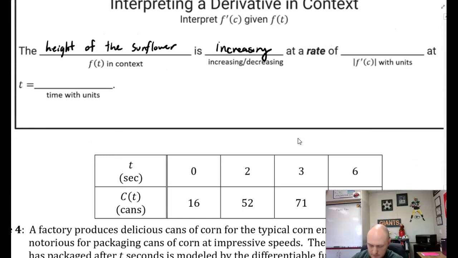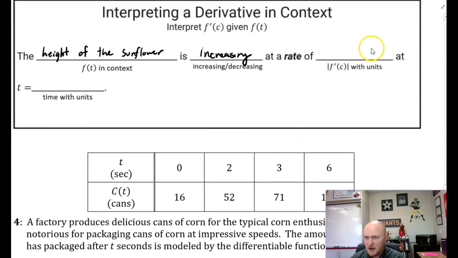Okay, and then at a rate of, and then whatever f prime of c is in units, and use the absolute value. So if it's negative, do not include a negative, just indicate what that value is. So, and this was inches per week. Per week at what time? At t equals, well, we were looking at 2 weeks. At t equals 2 weeks.